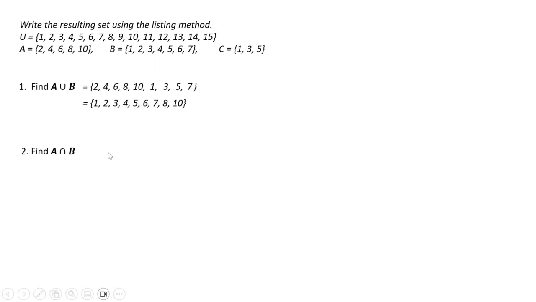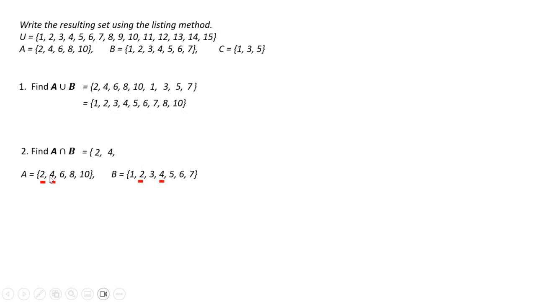Okay. Number 2. This symbol here means and, or in words, A and B, or A intersects B. But the way I like to tell my students is, what do they have in common? That's the symbol right there. What do A and B have in common? If you notice, they have in common a 2. So just put 2 in the set. They have in common a 4, right? They both have a 4. So let's put that element in there.